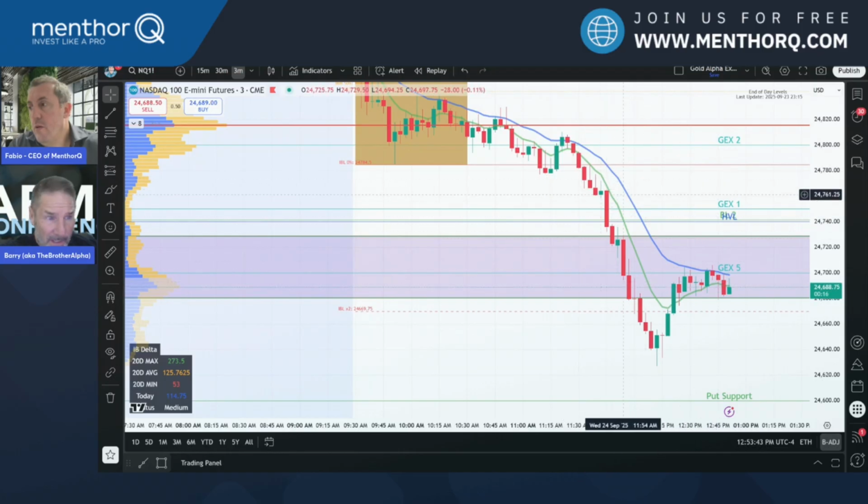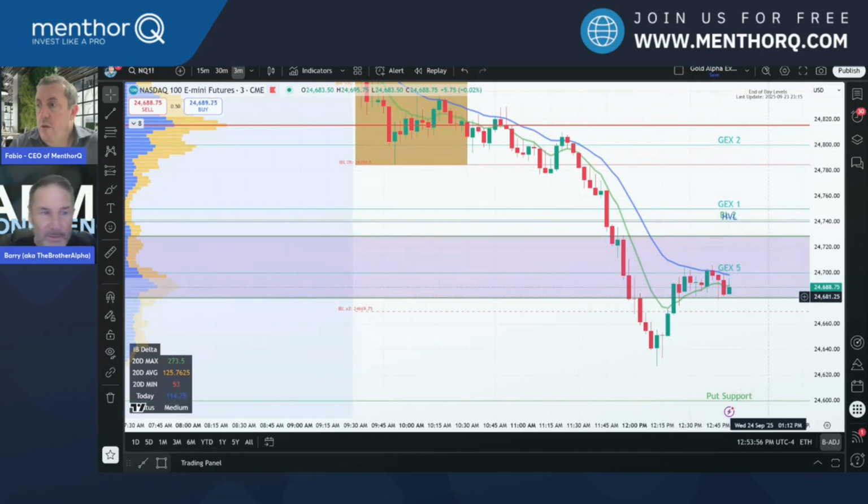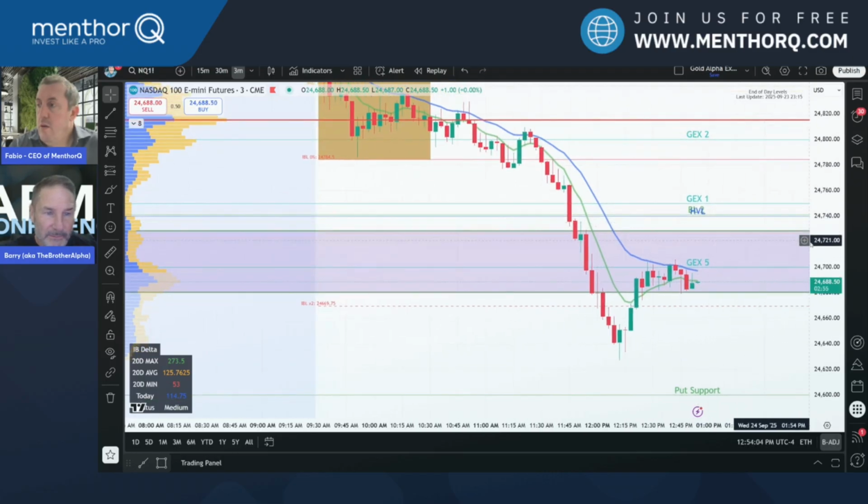Another tool I use is these moving averages. This is a 7 and a 21, and when they cross up, I can visualize this trade. They cross up right above GEX 5. We have a retracement on GEX 5. Boom, it's going right up here. That's a 40-point no-brainer long for me.